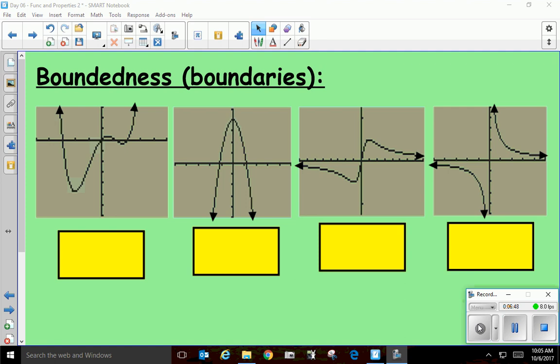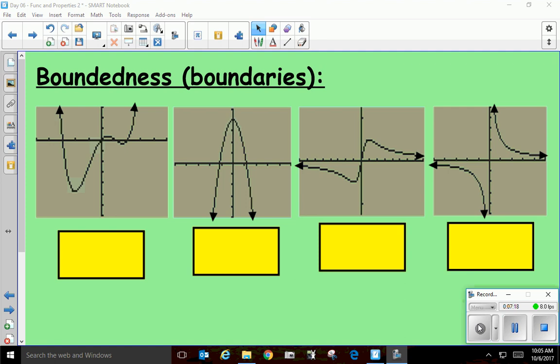Boundedness. It sounds a lot like boundaries. And for any of us that play sports, whether it be soccer, football, tennis, basketball, anything that's kind of in an arena where there are out of bounds, we know that the boundaries just denote that exactly. That's where there's a line where you can't cross or play stops. Okay? So, when I look at this first graph and I think, okay, how is this bounded?